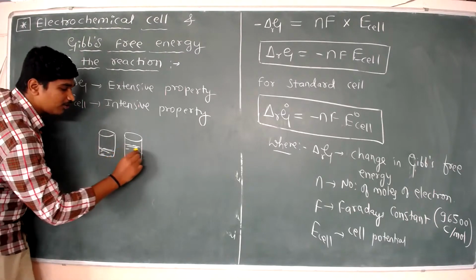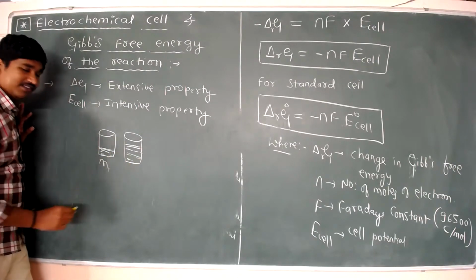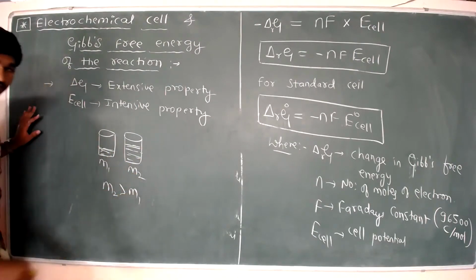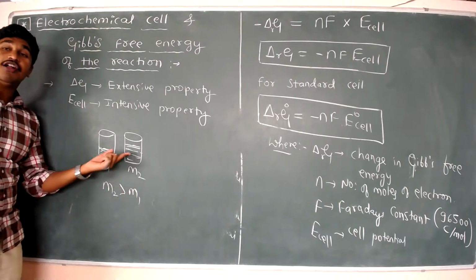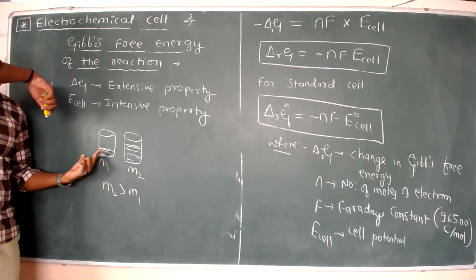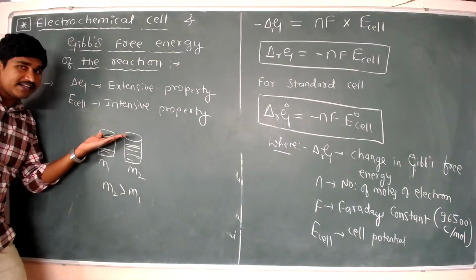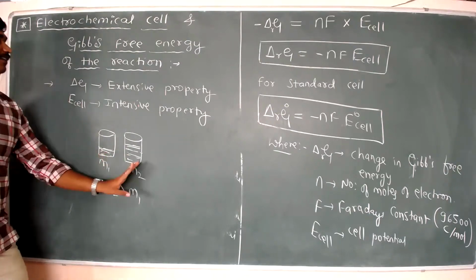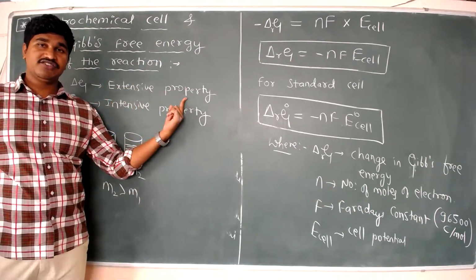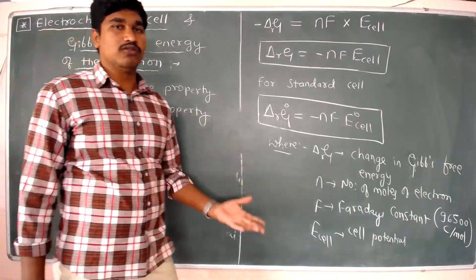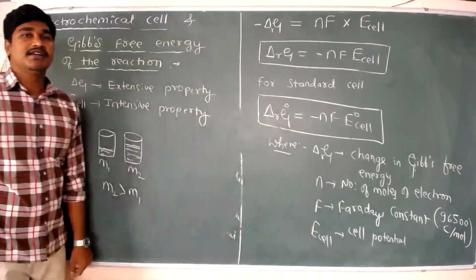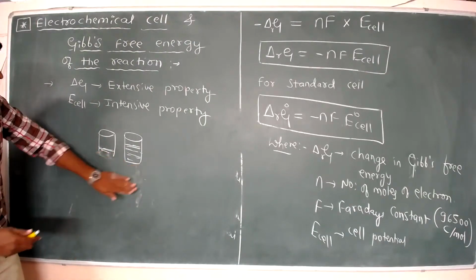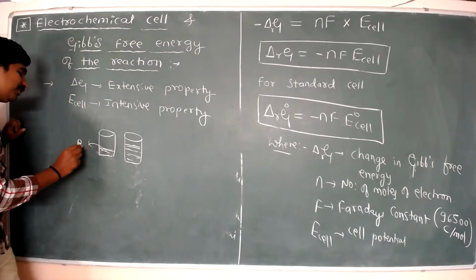Here a large amount of water is there. If the first has mass m1 and the second has mass m2, then m2 is greater than m1. Means mass depends on the amount of matter. As the water increases, the mass also increases. Such properties are called extensive properties. Examples: mass, volume, etc. They depend upon the amount of matter. Clear?